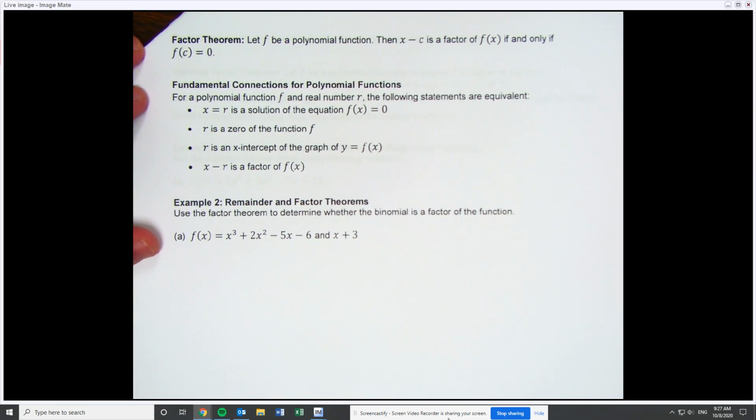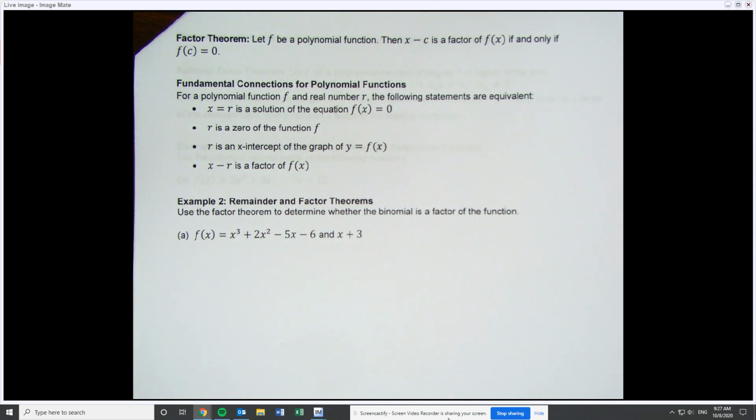Looking at the next page, it is the factor theorem. The factor theorem says that if f is a polynomial function, then x minus c is a factor of f of x if and only if f of c equals 0. That's basically exactly what I just said on the previous page, just in different language. If you can divide by that number and you get 0 out, that means that x minus that number, c, is a factor. Now, if this still isn't jiving well with you, let's look at an example, and it should hopefully make more sense then.